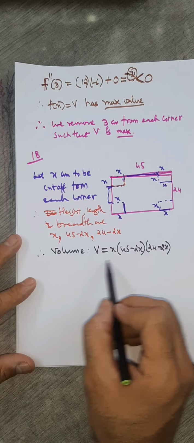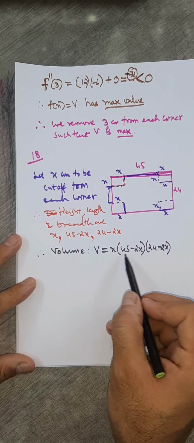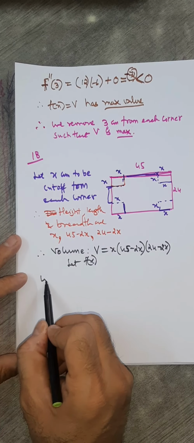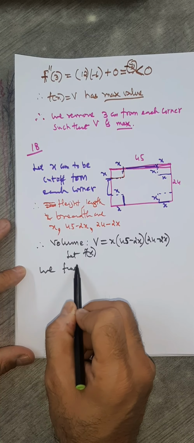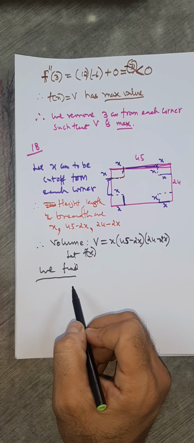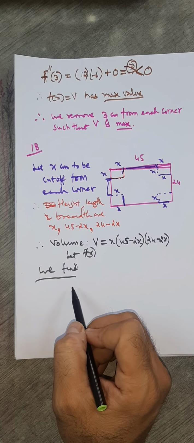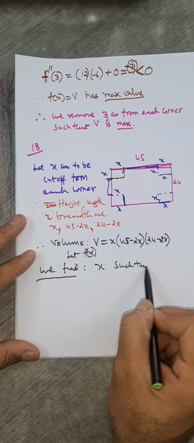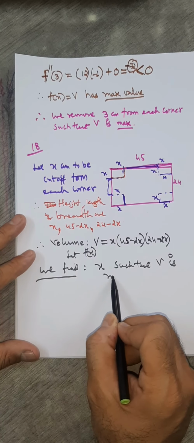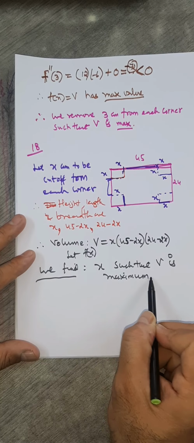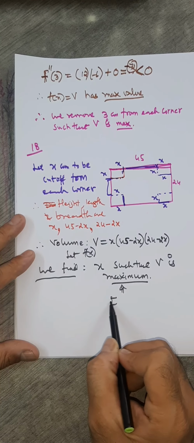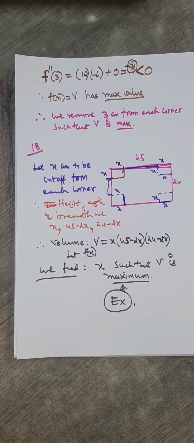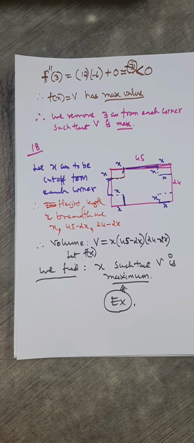Fine. Now this is a polynomial for you. Either you can keep this one as it is and do the differentiation. Let this be f(x). What we want to do? The question is, how much should be cut off such that the volume of the box is maximum. So we find x such that V is maximum. I'm sure now you can do it. It's just a copy of the previous question. So I leave it for you. Do it. I'm sure you can do it. The flow of the solution is just like the previous question. Okay. Now let's go to the next question.